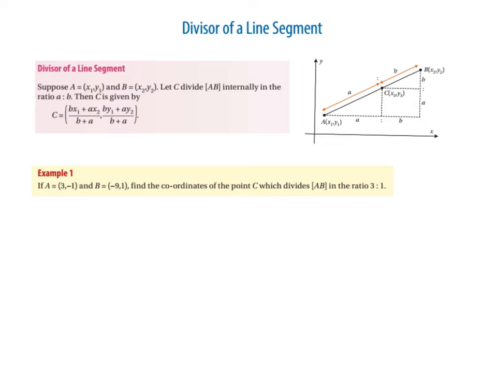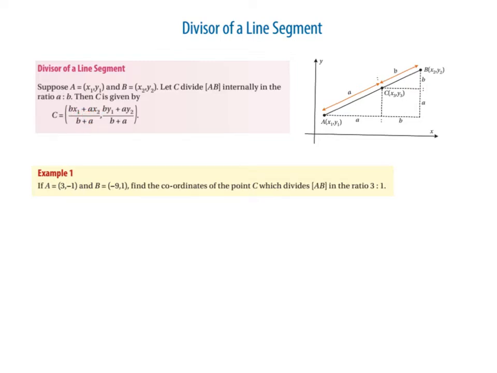Hi guys, in this video what we're going to look at is the divisor of a line segment. So suppose we have A and B, which are two separate coordinates here. What we want to do is find C, which divides A and B, this big line here, into a ratio A to B. Then we can use the formula: C, the point C here, is equal to (b x1 + a x2) over (b + a).